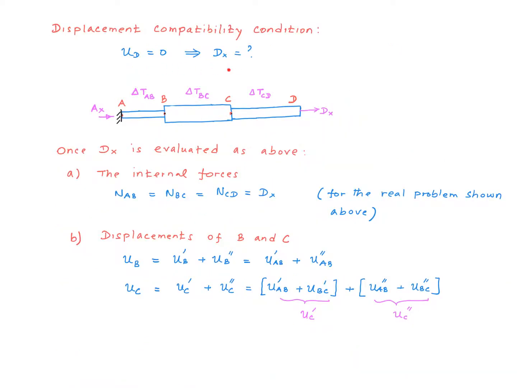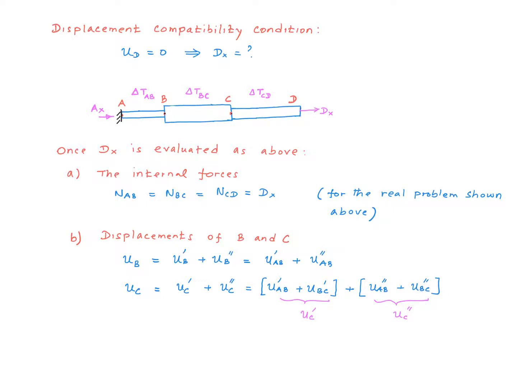So here's our displacement compatibility condition. U sub D is 0, right? So now this, after substituting all the expressions we had in the previous slide, is going to allow us to calculate a value for dx. So once we have a value for dx, we can go back and calculate everything else we are interested in, starting with the internal forces in each of these segments.